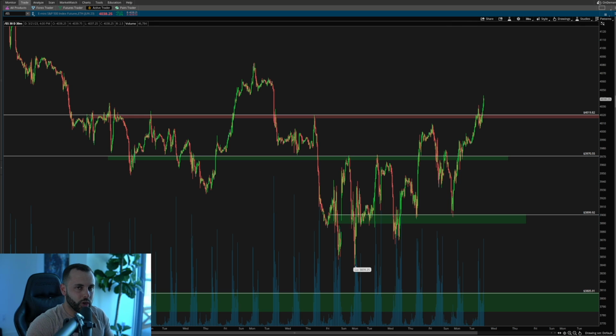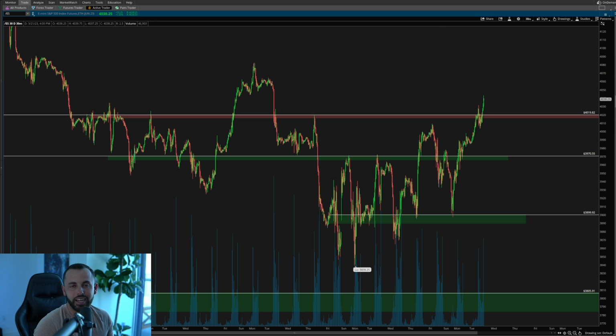All right, guys, so we're going to go ahead and start here on the 30-minute chart on the S&P 500 futures. The first trade that I took today were some SPY puts. Now, coming into today, I had the idea of looking for a 40-20 rejection on the S&P 500 futures or a 398 rejection on the SPY ETF.